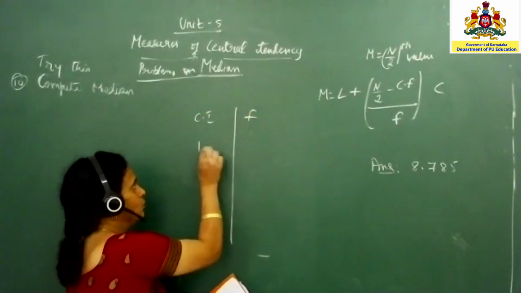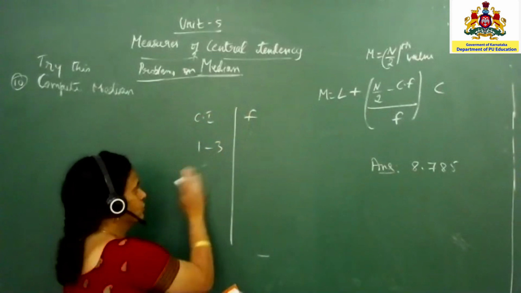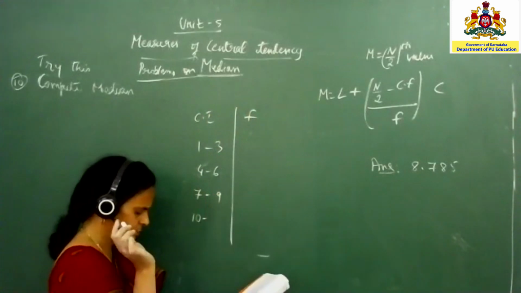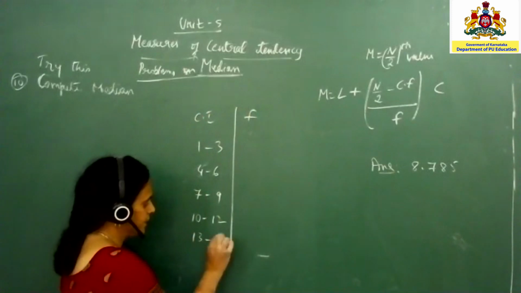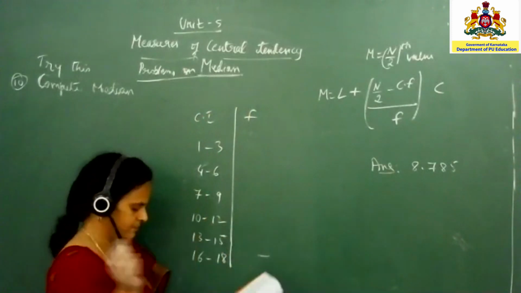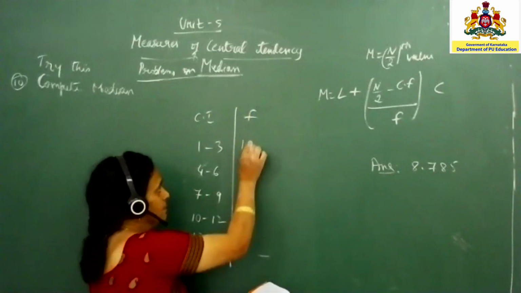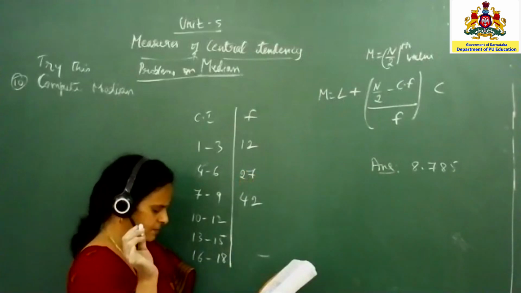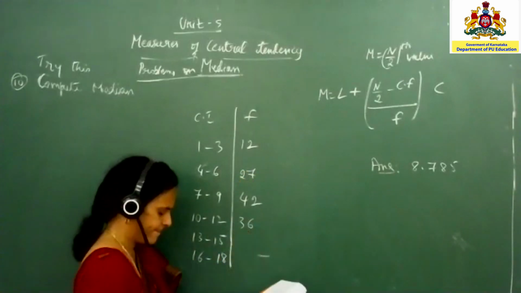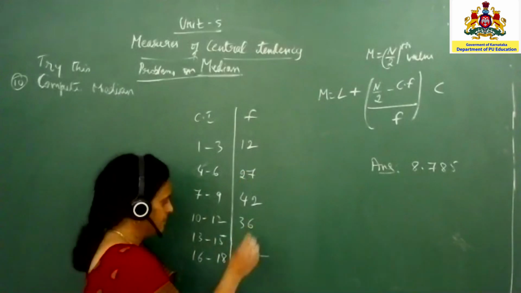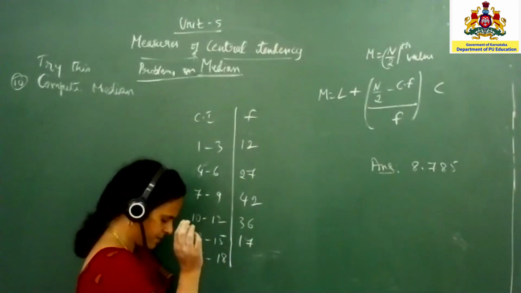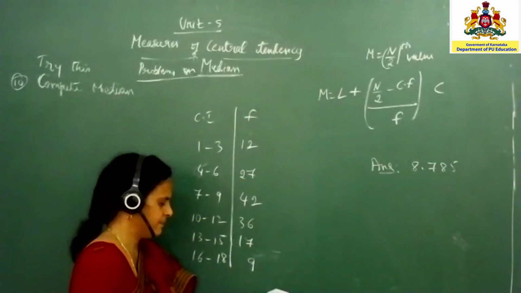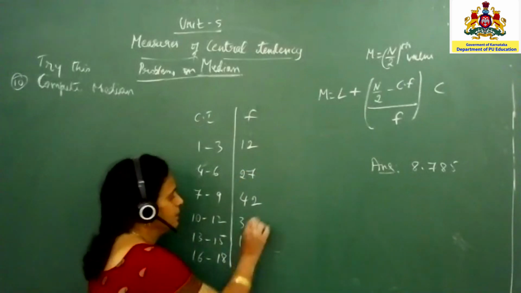Get the class intervals 1 to 3, 4 to 6, 7 to 9, 10 to 12, 13 to 15, 16 to 18. Second column: 12, 37, 42, 36, 17, and 9. So here, 36 is 35. Okay, so try this problem.